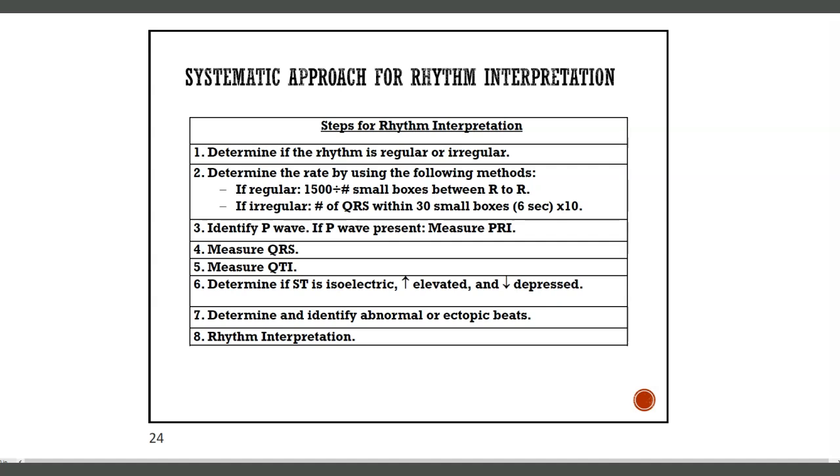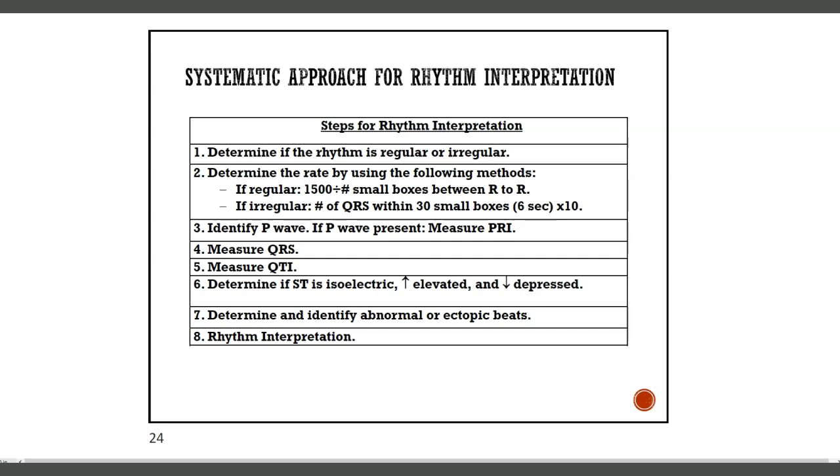Number two, we have to determine the rate based on the regularity. Depending on how regular or irregular the rhythm is, we use different methods. If it's regular, you use the 1500 method, which is getting 1500, a constant, divided by the number of small boxes between R to R. Now, if the rhythm is irregular, then you count the number of QRS within 30 small boxes or a 6-second strip, and you multiply it by 10.